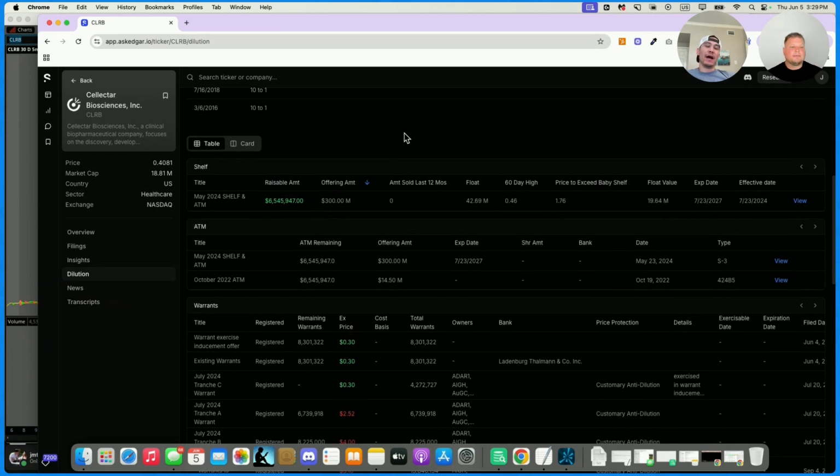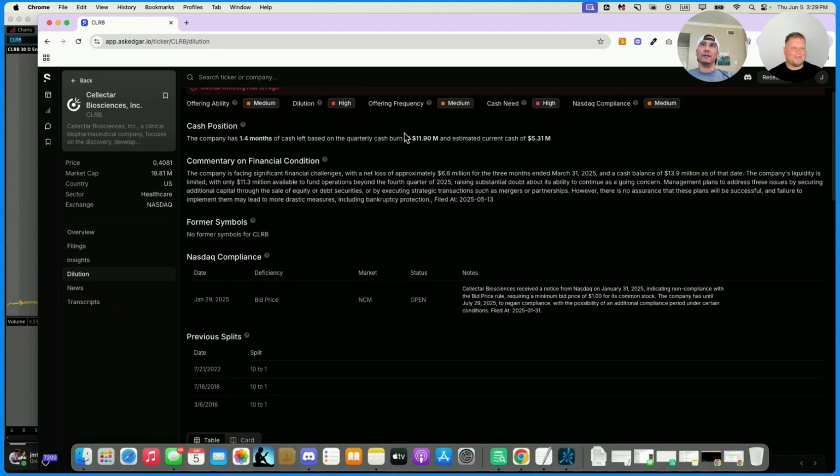Yeah, and now they can do both. They did the warrant exercise, and now they still have an ATM that they can use. And they probably have a reverse split coming as well, right? That's probably not too far away. Likely. They have this bid price issue here, so yeah.